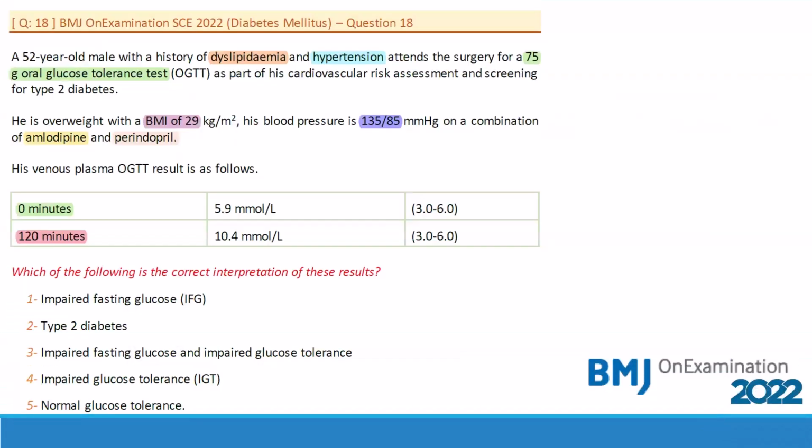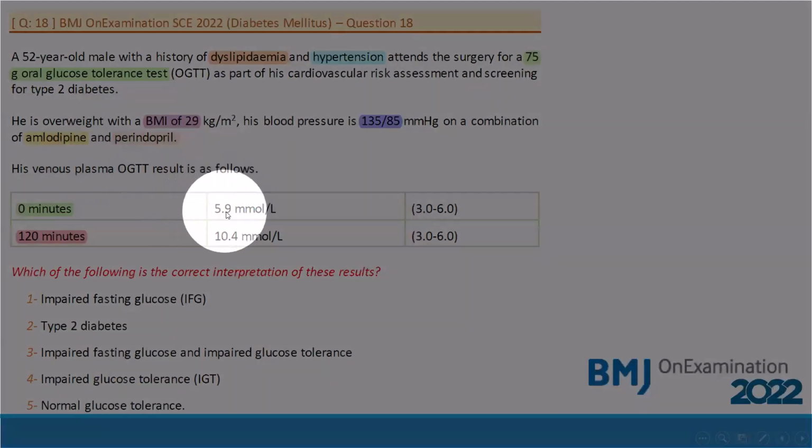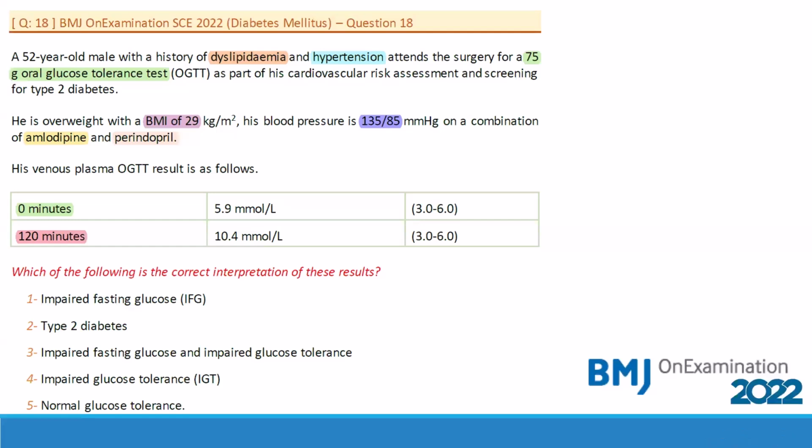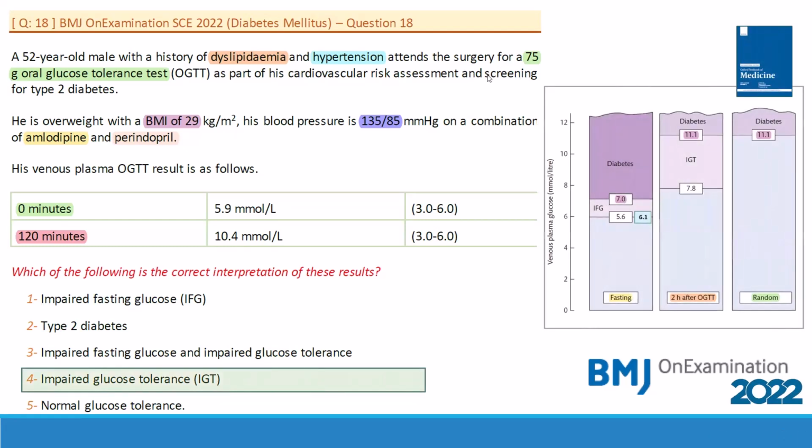What about the diagnostic criteria or interpretation for this result? The baseline or fasting is 5.9, the 2 hour is 10.4. What is the interpretation? Is it normal? The 2 hour is 10.4. Yes, it is impaired glucose tolerance. You are right. And don't forget this algorithm for the normal fasting, 2 hour, and random. Random has no normal value. It is diabetic if more than 11.1.